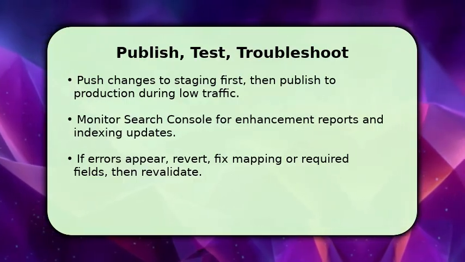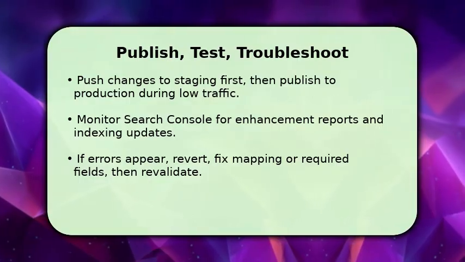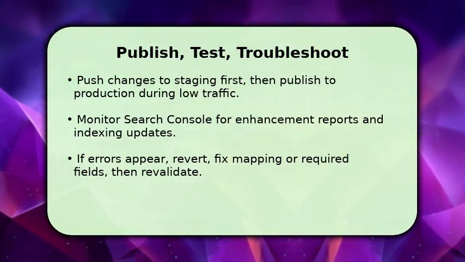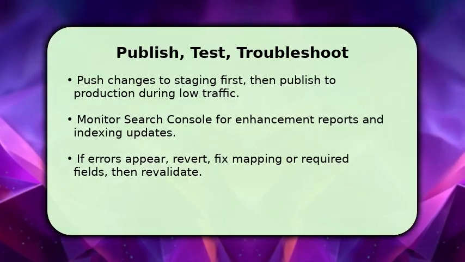If problems come up, like missing required properties or type mismatches, revert to your prior state, correct the mapping or metadata, and revalidate. This ensures you fix the root cause instead of masking symptoms.